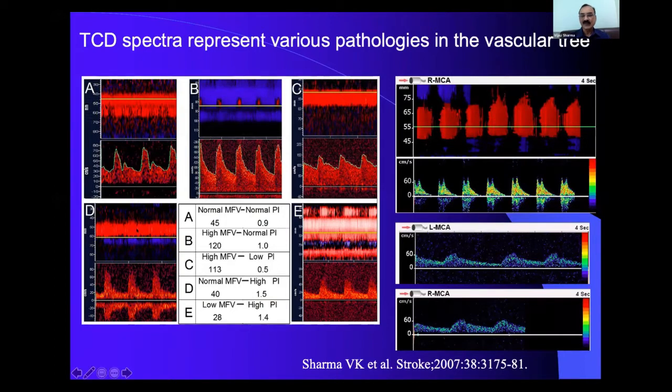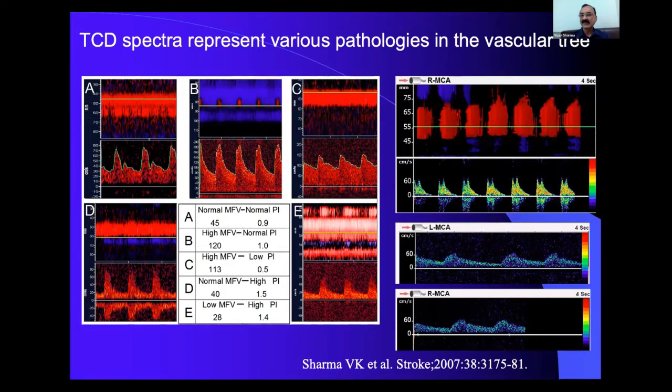Once you have this kind of flow, which looks like a normal waveform but with suppressed flow velocity, especially in diastole, you say the patient is probably dealing with multiple comorbidities, vascular conditions, cardiac failure. Once you see this, this is somebody who is a vasculopath. He has diffuse vascular disease, not only in the cerebral bed but also elsewhere in the body.